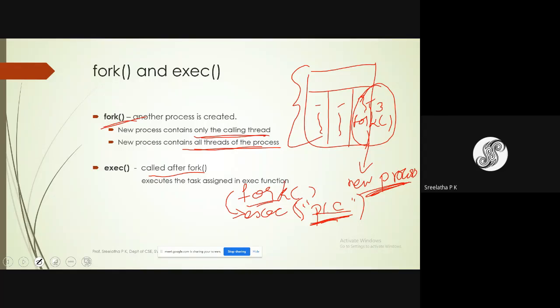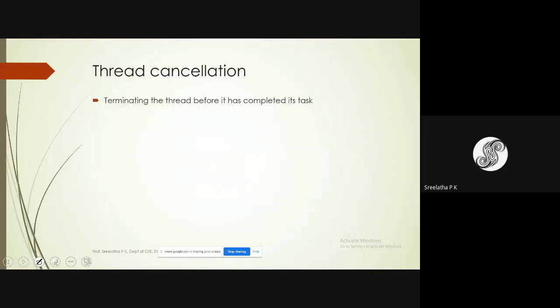Okay, so exec is always called immediately after the fork function is called. Fine. What happens with fork? A new process is created. What that new process should do is mentioned in the exec system call. So exec tells what task has to be done by this particular child process, which is created by the fork system call. Fine. So that is how fork is handled in threads. Next we'll see thread cancellation.